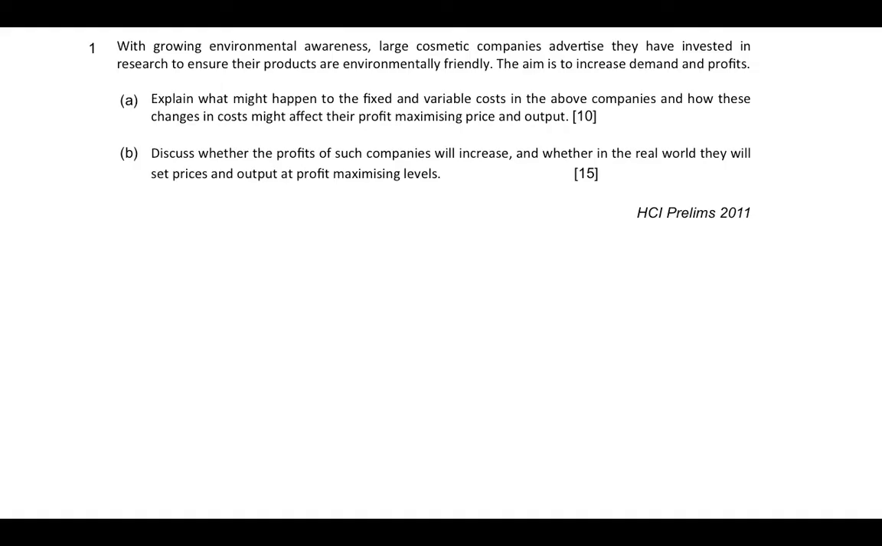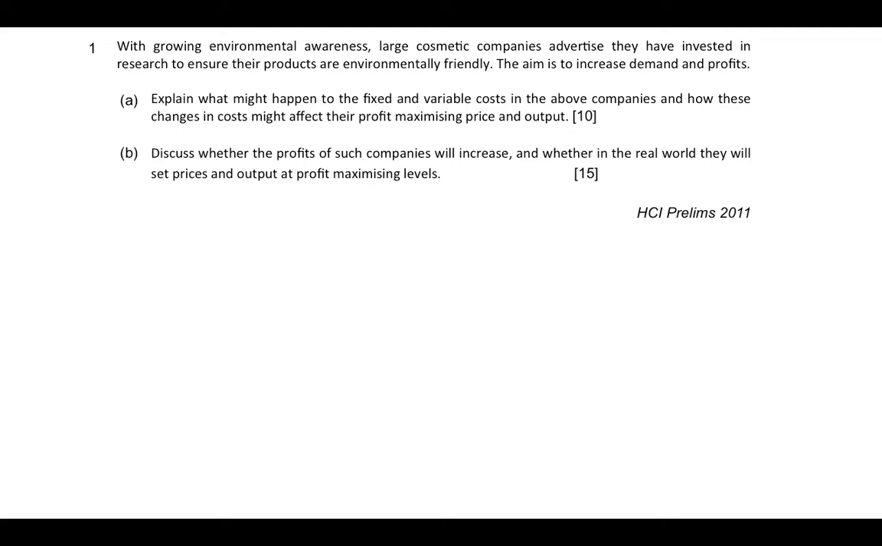Alright, good afternoon class. So today we will be looking at this additional essay question 1. If you look at the preamble, what we are given here is that with growing environmental awareness, large cosmetic companies advertise they have invested in research to ensure their products are environmentally friendly. So the aim here is ultimately to increase demand as well as profits.